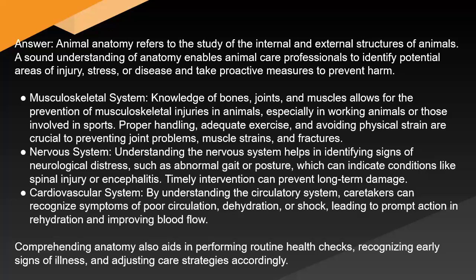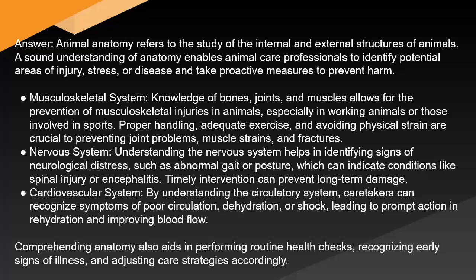Nervous system. Understanding the nervous system helps in identifying signs of neurological distress, such as abnormal gait or posture, which can indicate conditions like spinal injury or encephalitis. Timely intervention can prevent long-term damage. Cardiovascular system. By understanding the circulatory system, caretakers can recognize symptoms of poor circulation, dehydration, or shock, leading to prompt action in rehydration and improving blood flow.